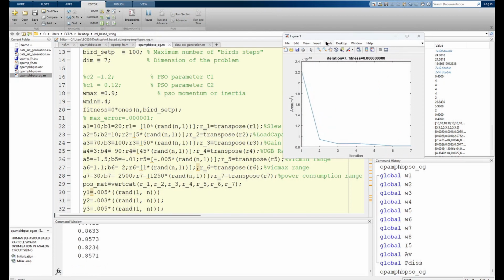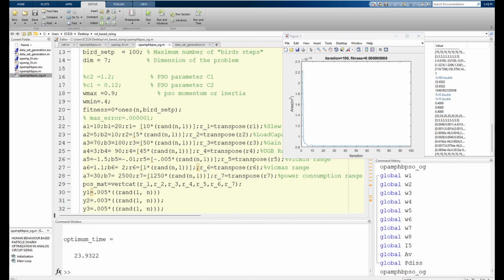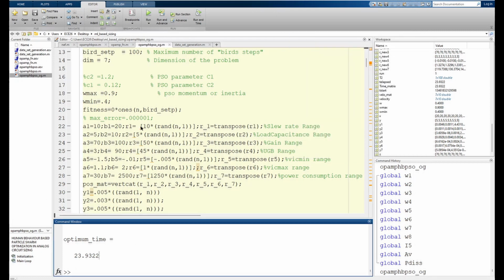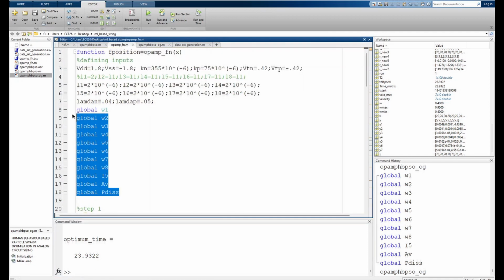So, run. Now iteration is going on, and the area versus iteration curve is plotting. You can see here. It will go up to 100 iterations. You can increase the iteration number based on your complexity. So it's finished. Now let's check the values. For checking the values, let's paste the global variable that I have set already.